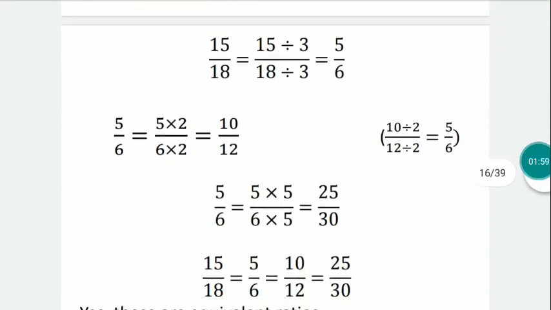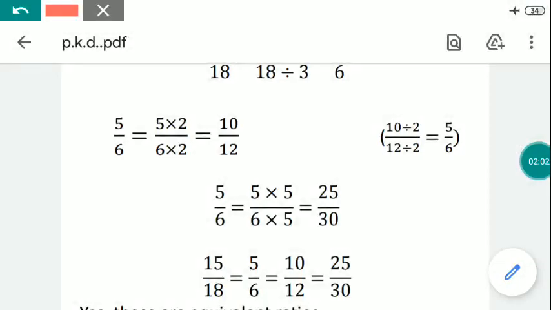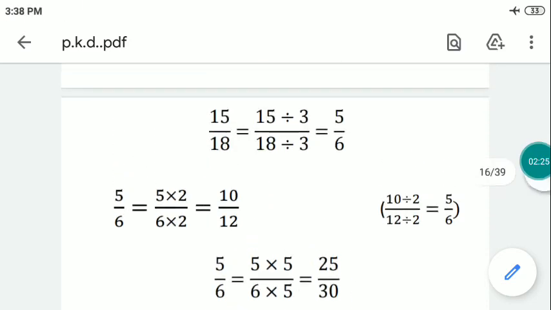Now 15 by 18 is equal to 5 by 6, we already got. Now from 5 by 6 we have to multiply numerator and denominator by 2, so you get an equivalent fraction, that is an equivalent ratio. So 5 by 6 is equal to, multiplying numerator and denominator by 2, 5 into 2 upon 6 into 2, which is equal to 10 by 12. Okay, so 15 by 18 is equal to 5 by 6, and from 5 by 6 we get the equivalent fraction 10 by 12.